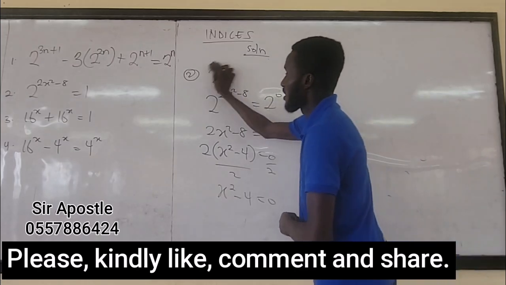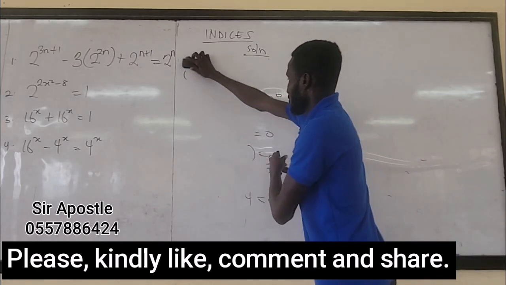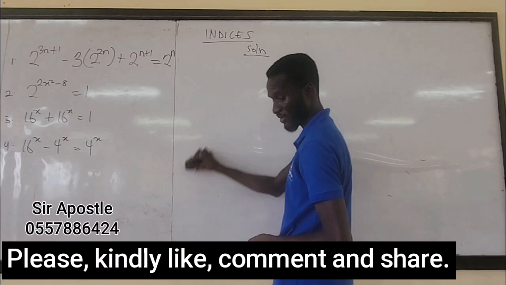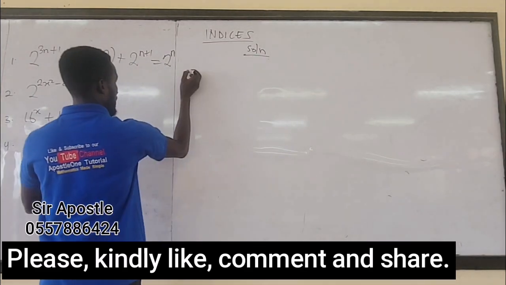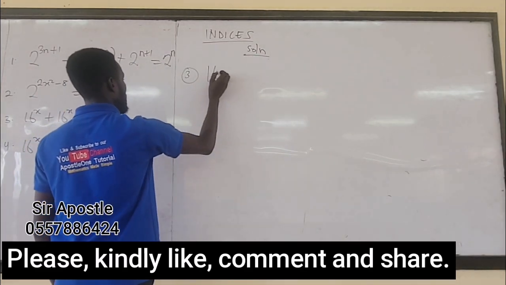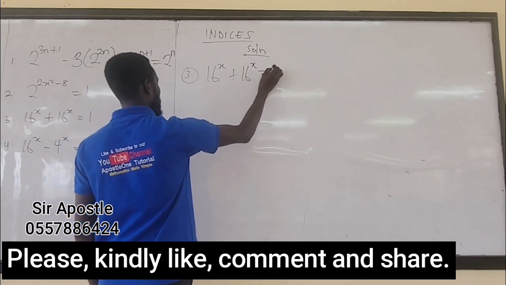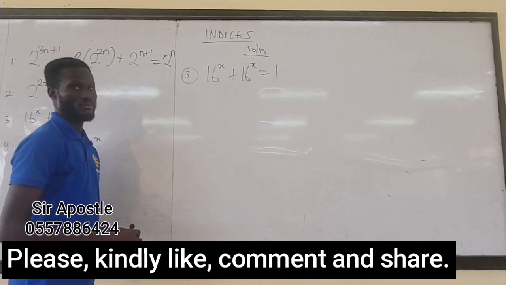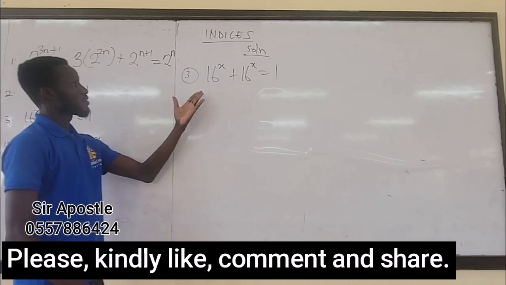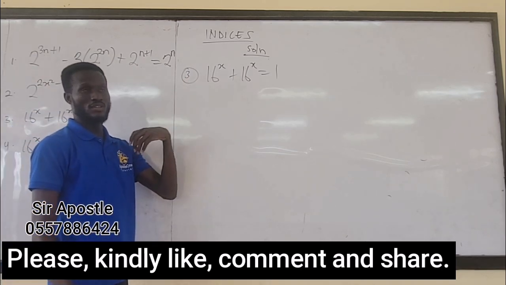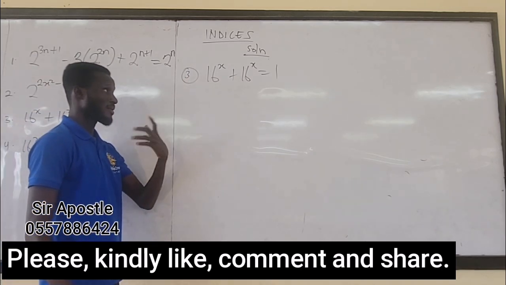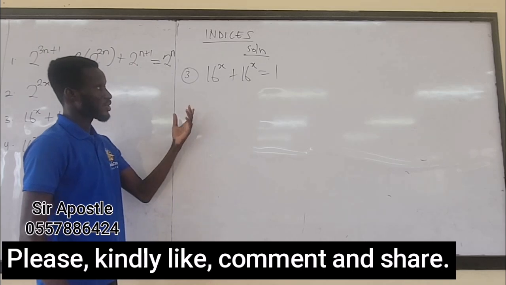Now, question 3, we are supposed to solve this particular question. Question 3, we have 16 exponent x plus another 16 exponent x equal to 1. Now, it depends on how you want to solve this question, but I think this question is very simple. Now let's see how we're going to solve.